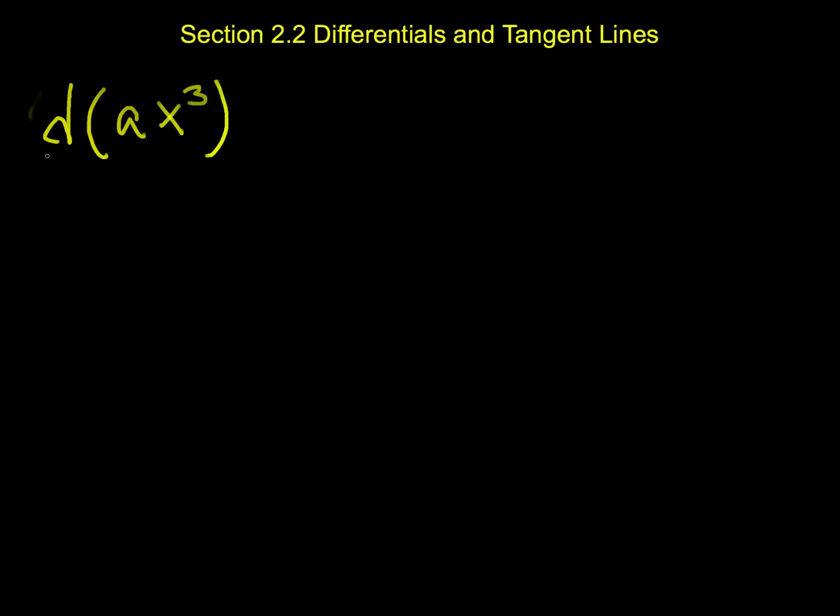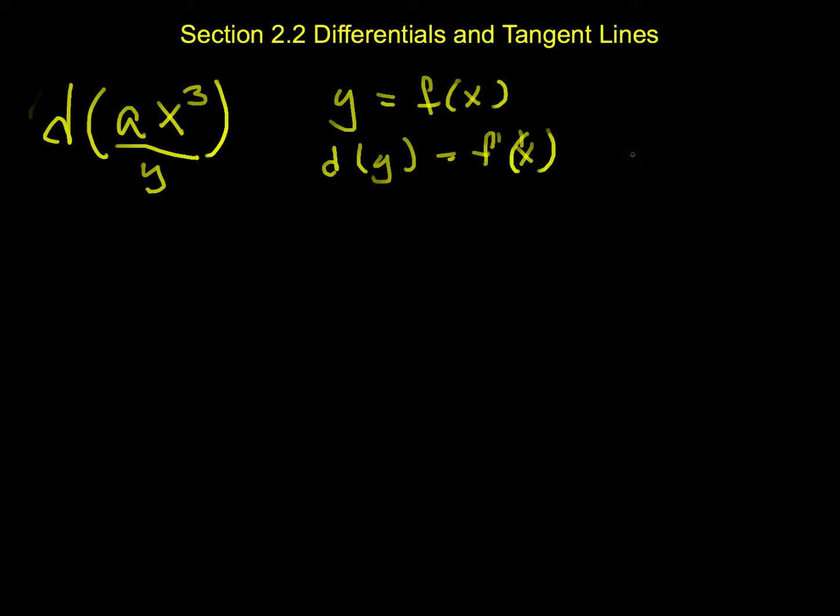So notice this d denotes taking the differential, d for differential, and this is my function y. So I want to know what the differential of ax cubed is. So we know that the differential is just the derivative. We could write it this way, right? If y equals f of x, then the differential of y is simply f prime of x dx. So we need to know what f prime is to compute the differential.